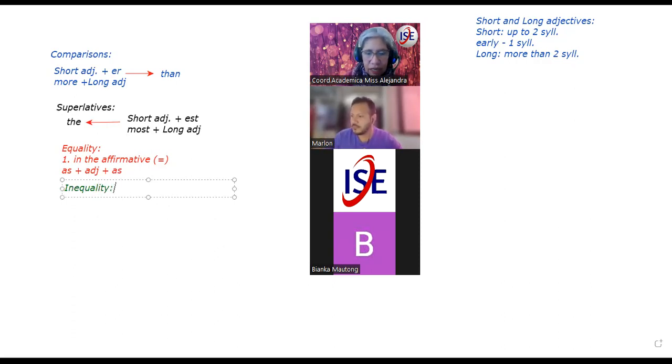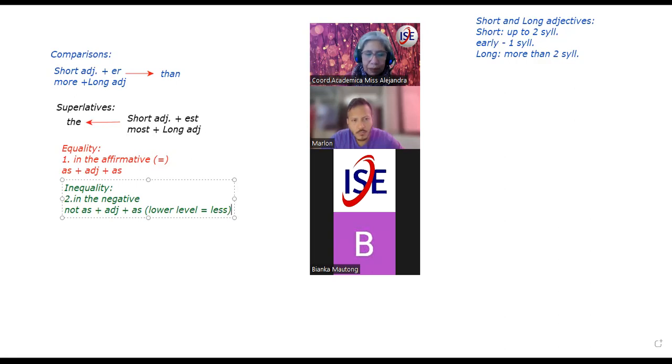Inequality. Okay, it's the same structure, but it is preceded by a negative. So, right here, number 2. In the negative: not as, adjective, as. Not as. It means a comparison in the negative form. Now here it is not equality, where both are at the same level, but one is at a lower level. Sorry, let me put the parentheses. And it is equivalent to less.